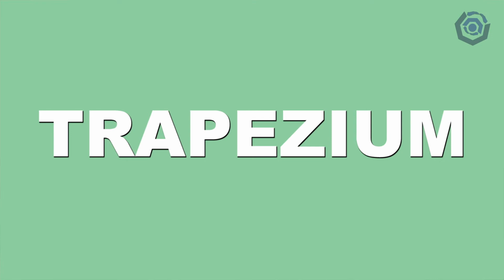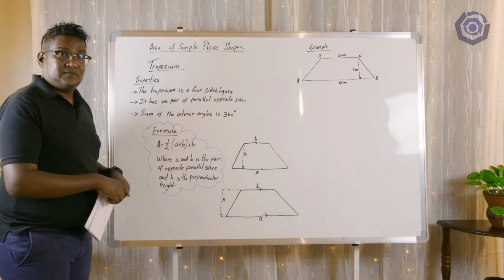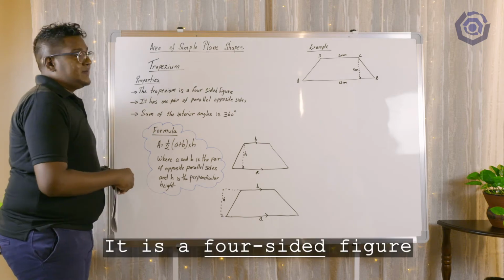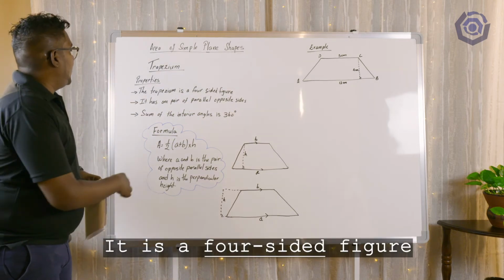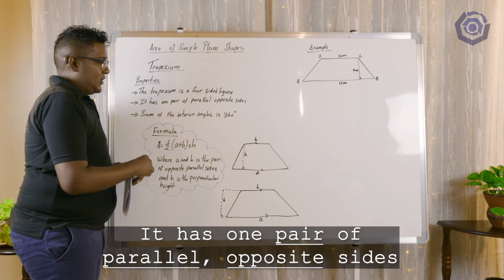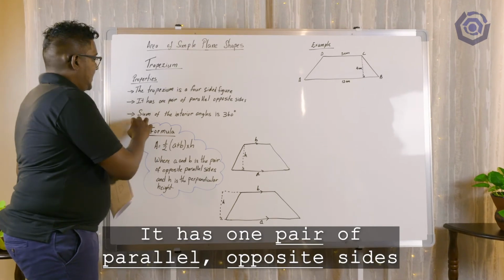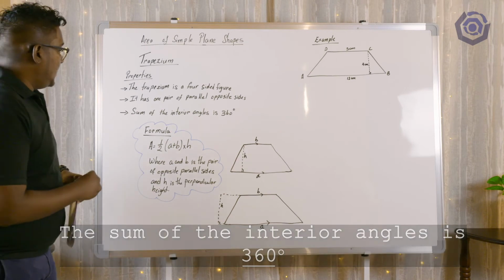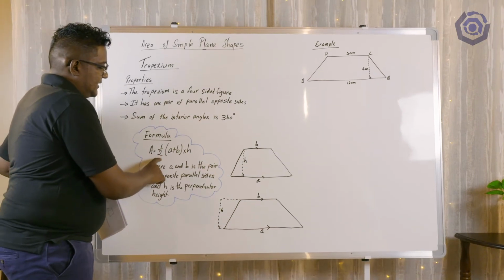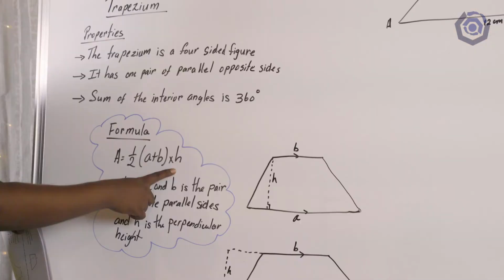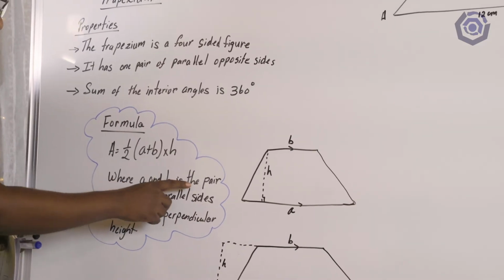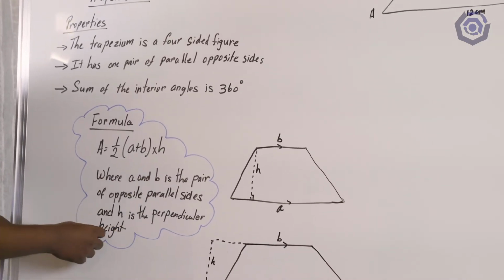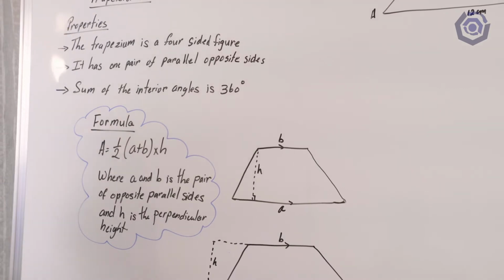The next shape we will look at is the trapezium. Let's look at some properties of the trapezium. The trapezium is a four-sided figure. It has one pair of parallel opposite sides, and the sum of the interior angles is 360 degrees. The formula is A is equal to half of A plus B times H, where A and B are the pair of opposite parallel sides and H is the perpendicular height.